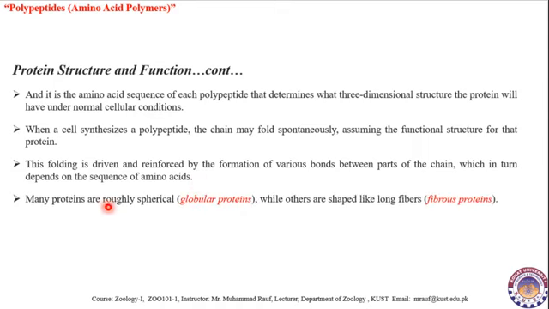Many proteins are roughly spherical. They are called globular proteins, whereas other proteins are shaped like long fibers. They are called the fibrous proteins, like actin and myosin. And here you can give the example of hemoglobin. Even within these broad categories, countless variations exist.